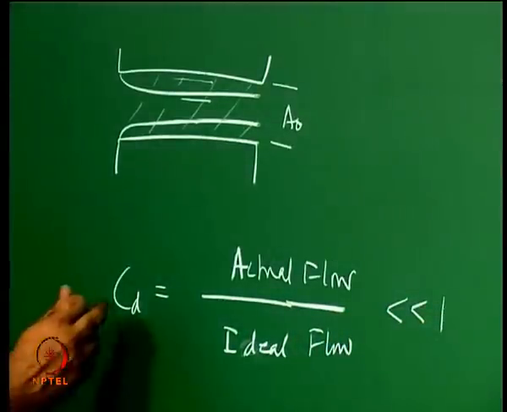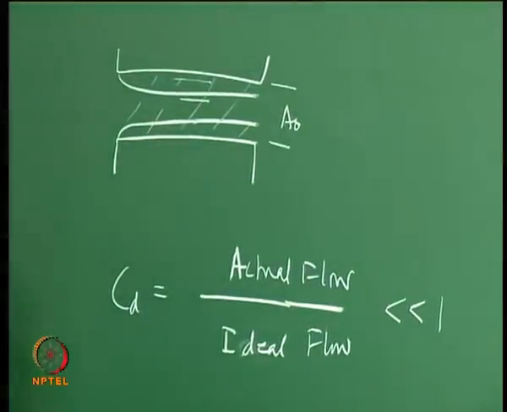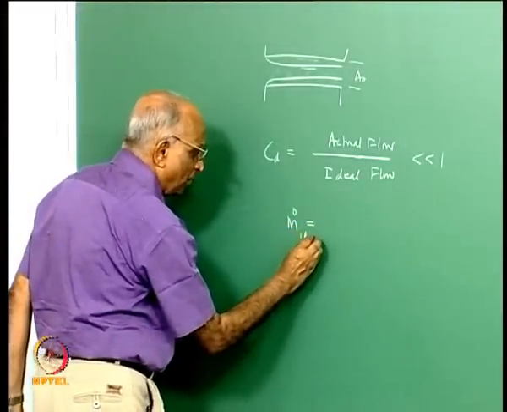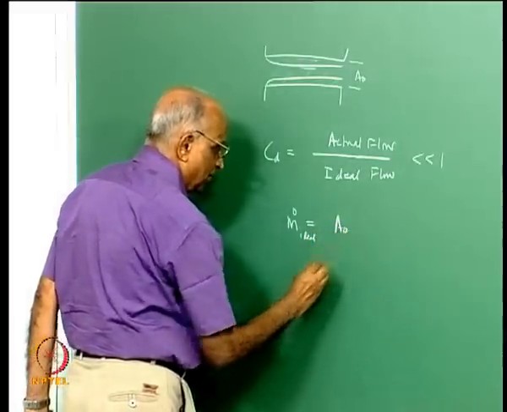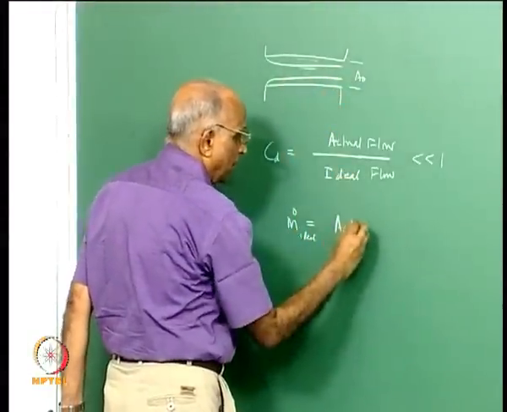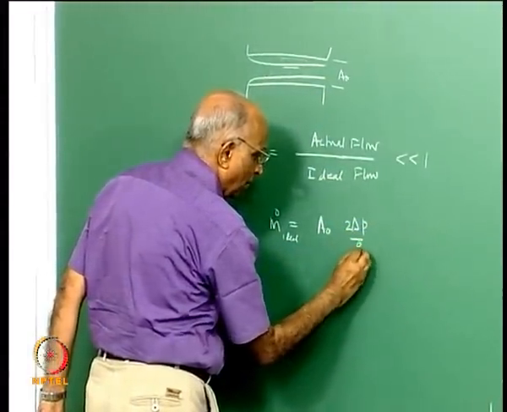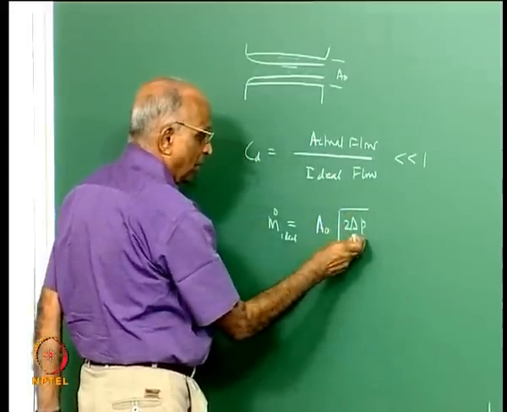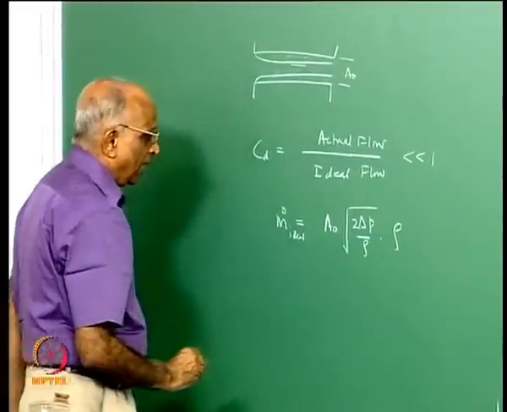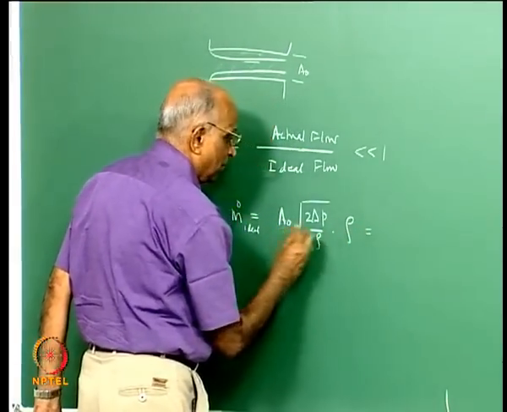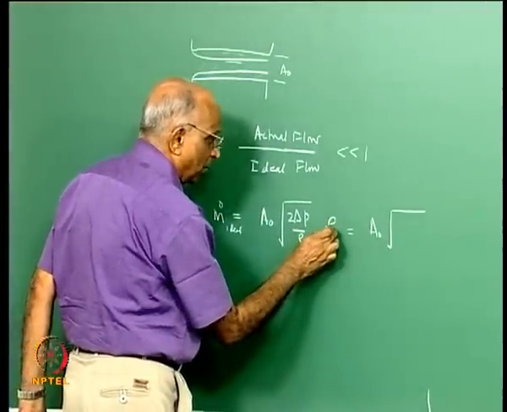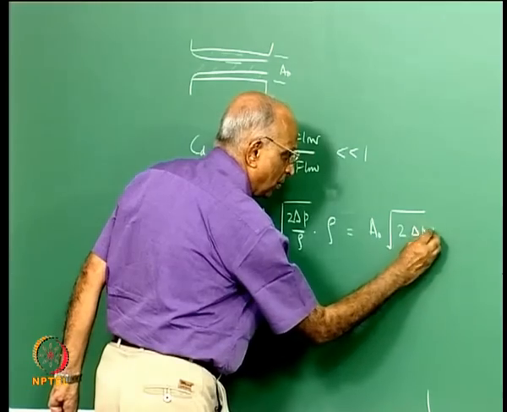To arrive at this value of discharge coefficient, I write in terms of mass flow rate m dot. In the ideal case, what is the value of the flow? We will have flow running full, A0, and the velocity of flow depends on the pressure drop, namely 2 delta P by rho. Area into velocity is the volume flow rate, I multiply by the density, and therefore I get the ideal flow rate as A0 into the square root of 2 delta P into rho.